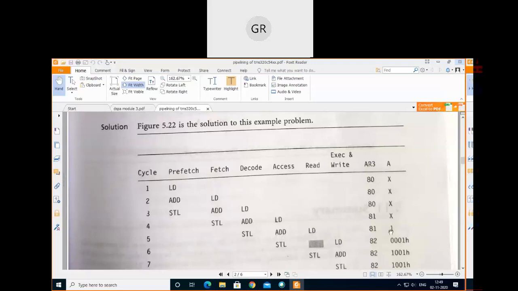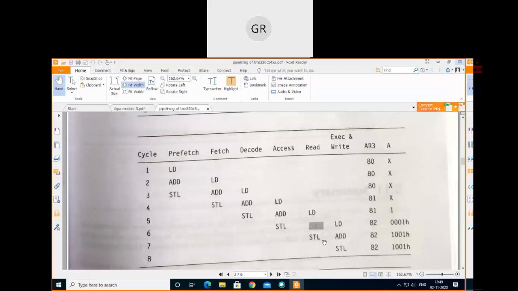81 is loaded with the value 1. Then STL moves to the access operation. Here the ADD operation is processing, loading the value 82. 81 and 82 are loaded. Then you can do the addition. Store the lower value of the ADD. Okay, STL and ADD. Loading is over. Now you can do the addition, store the value. Okay, 82, that means the location.